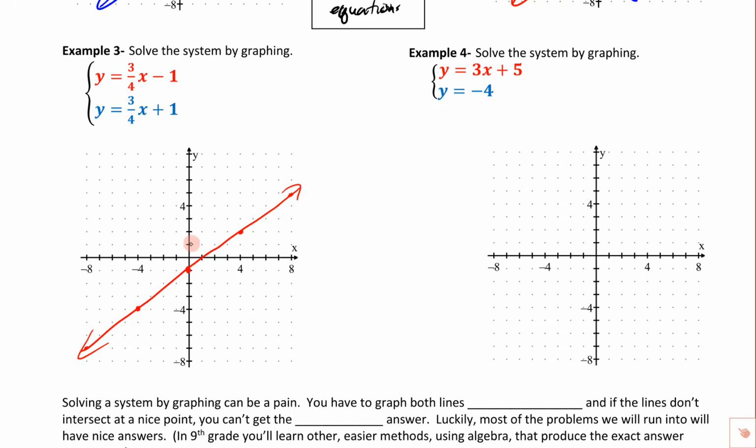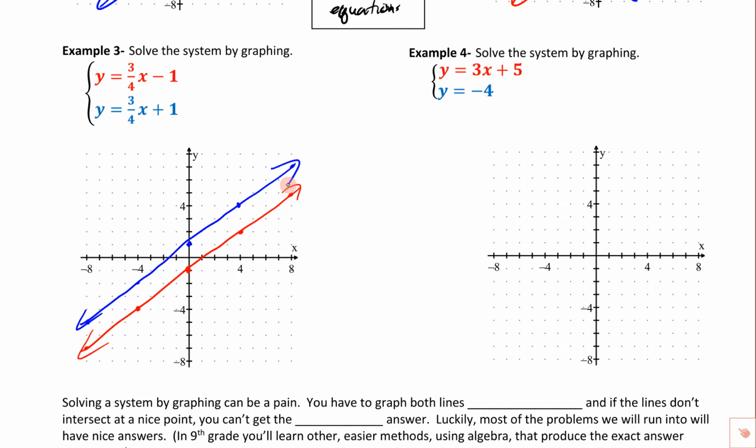On the blue one, this one crosses at positive 1, and the slope is also 3/4. So we're going to rise 3 and run 4. We're going to go down 3 and back 4, down 3 and back 4, and we're going to get this right here.